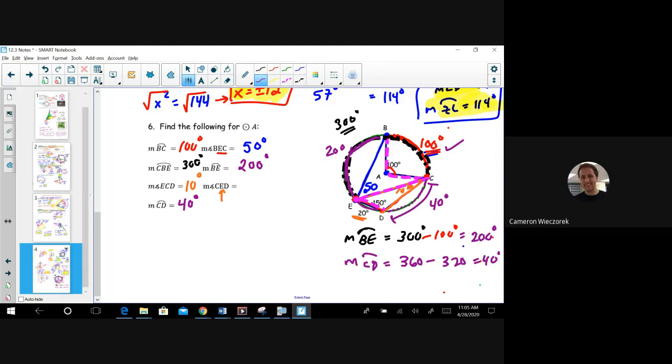And then angle CED is the inscribed angle to that arc. If you trace those back, you end at E, which is on the circle. That means that angle has to be half as big. So that's going to be half of 40, which is 20.